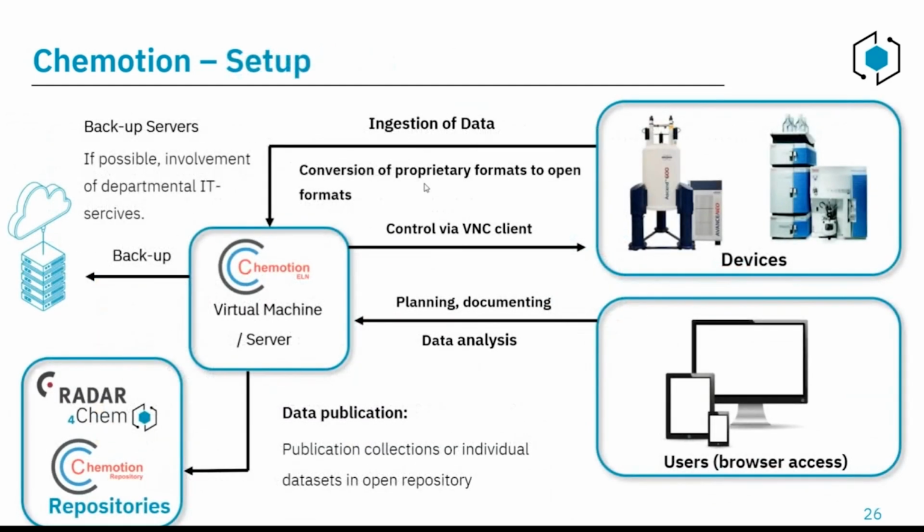So how does Chemotion work? It's usually installed on a server somewhere or on a virtual machine. This is then directly linked to an appropriate backup strategy. So in the academic context, these can be university backup servers. The ELN can ingest data directly from the devices. For certain types of data, it can convert them to open formats. You can actually control devices from the ELN via a VNC client, right?